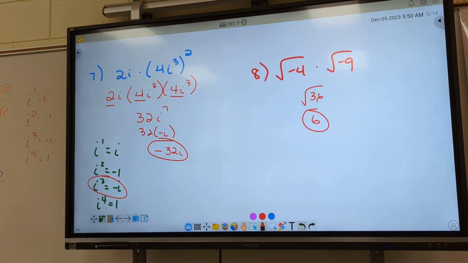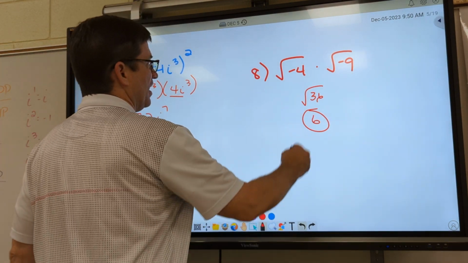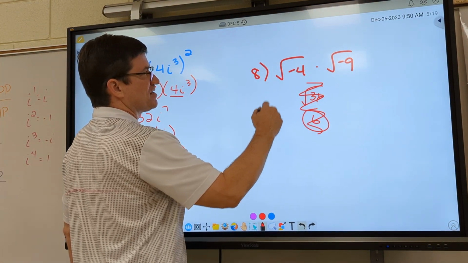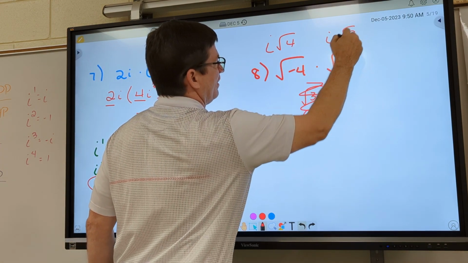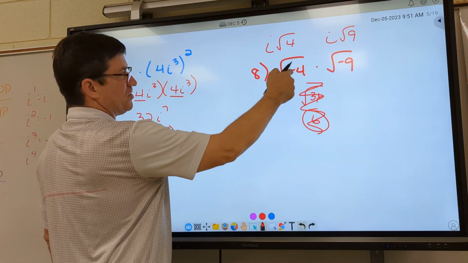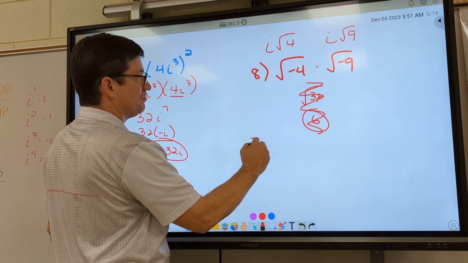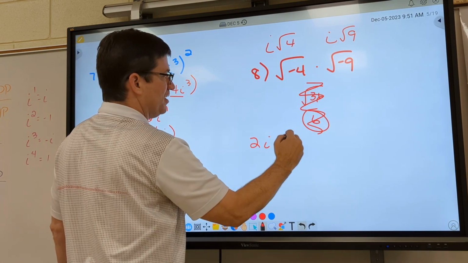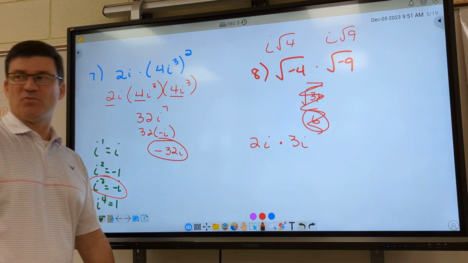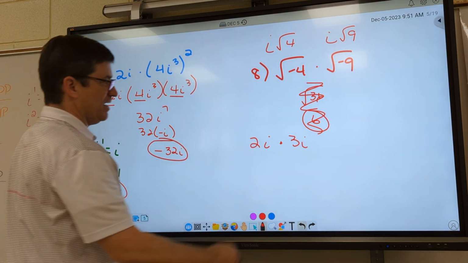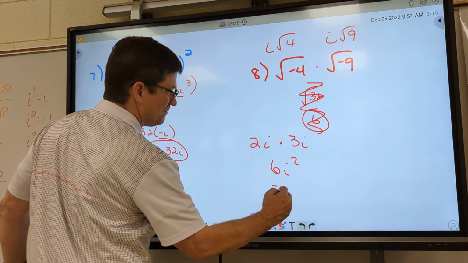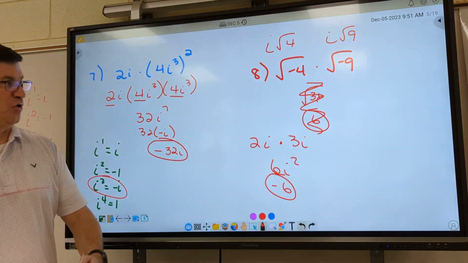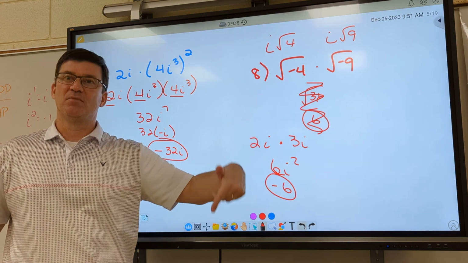It's supposed to be like this. Take the i's out first. It's supposed to be i root 4 and i root 9. That's what you're supposed to do. So that one is 2i, that one is 3i. Now times them, what do you get? I get 6i squared, which is negative 6. So notice the difference. If you don't bring your i's out first, you're going to miss these problems.